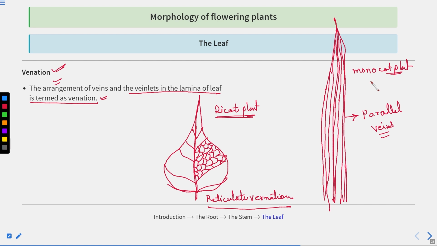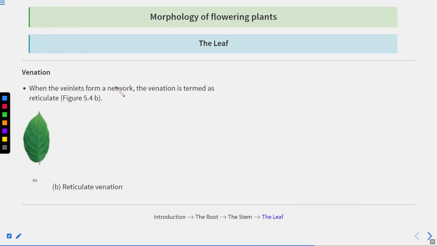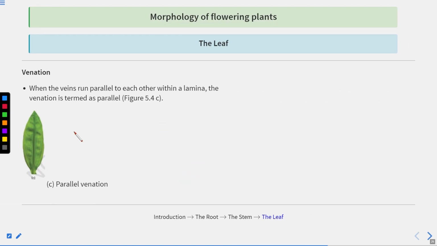Monocot plant. So when the veins form a network, the venation is termed reticulate. Here you can see the reticulate venation, and this is a feature of the dicot plant. Now, when the veins run parallel to each other within a lamina, here you can see they are running parallel like this. So this is called parallel venation, and this is a feature of the monocot plant. This we have already discussed.